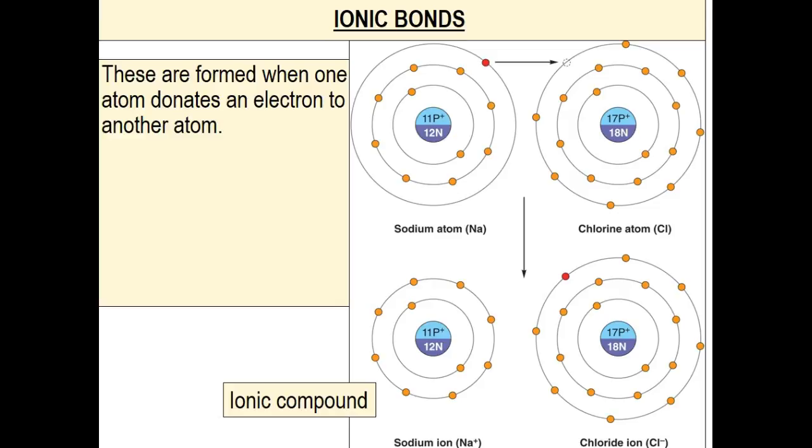Ionic bonds are formed when one atom donates an electron to another atom. And of course, the purpose of donating an electron is to achieve a stable outer shell following the octet rule. So in this slide, you can see that sodium is donating its electron to chlorine and thereby forming sodium chloride, an ionic compound.